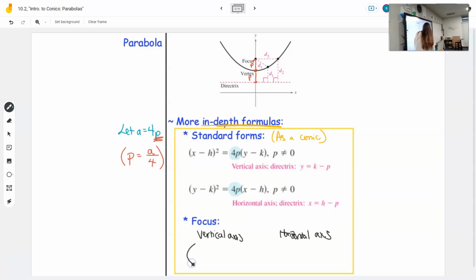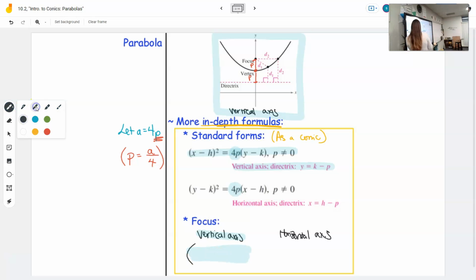I could go ahead and say, all right, if I have a vertical axis, which a vertical axis is what you guys see right here. So a vertical axis would go with this very first picture that I have. That would go with my first equation here. And it's about to go with this focus I'm about to show you right here.